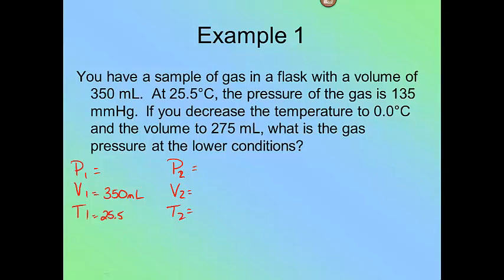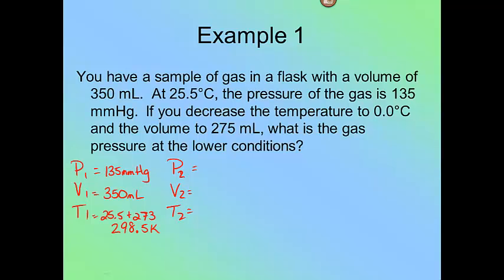Now remember, I always have to add 273 to all my numbers to get me to kelvins. So that's going to give me 298.5 Kelvin. And it says the pressure of the gas is 135 millimeters of mercury. Now, millimeters of mercury is just a unit of pressure. You don't have to convert it to atmospheres here unless they ask you to.